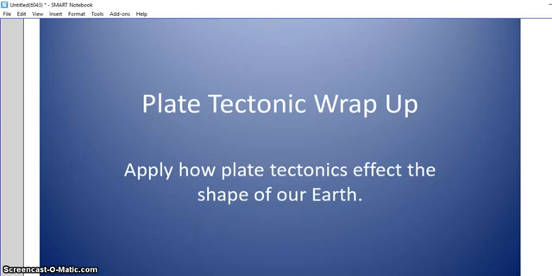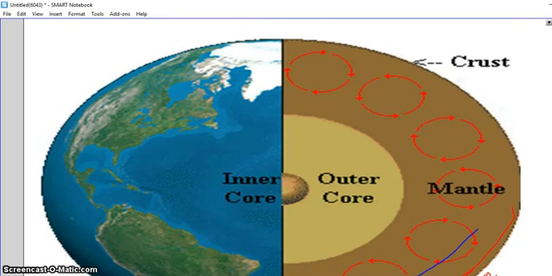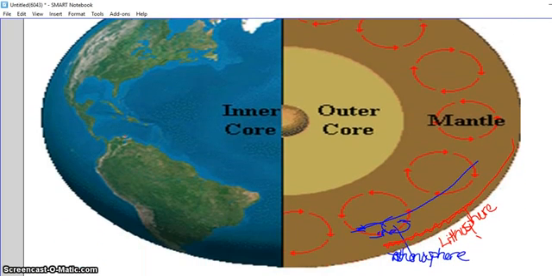So we're going to learn about how plate tectonics affect the shape of our Earth. All right, so we're first going to just review the layers of the Earth. So we know the crust is the outermost layer of the Earth. And as we go inward, we have the mantle, the outer core, and the inner core.